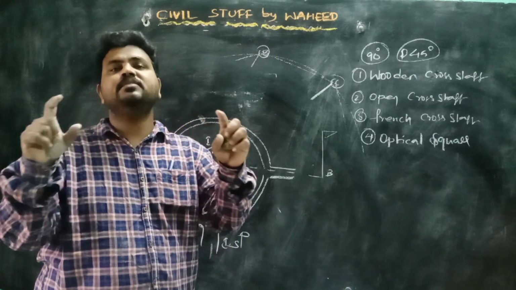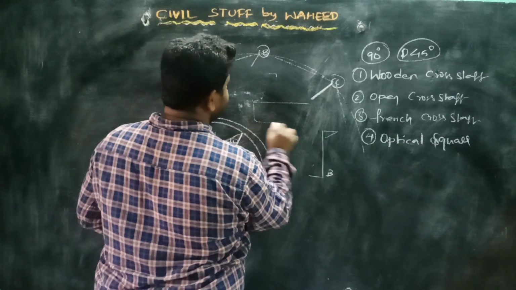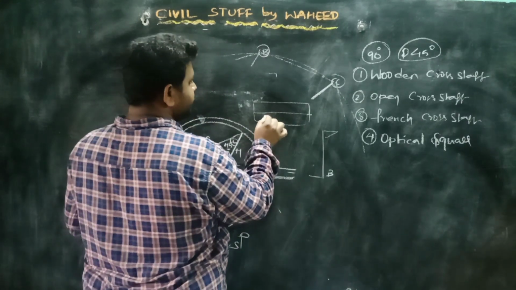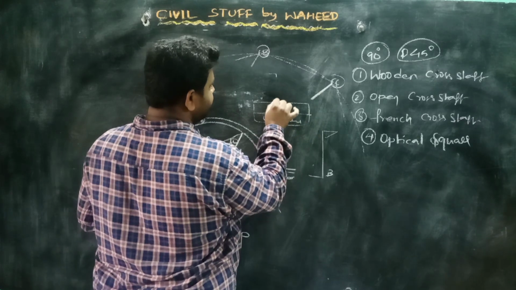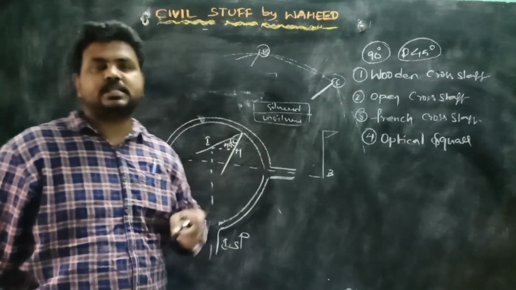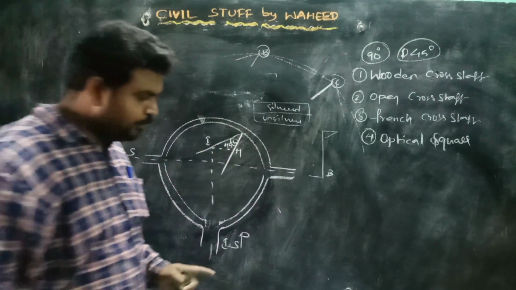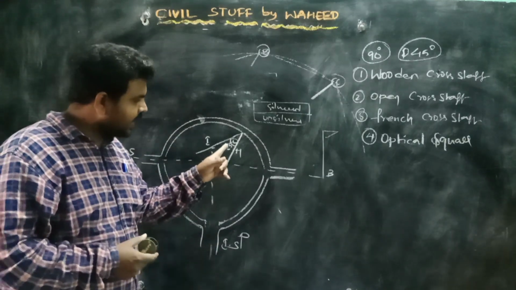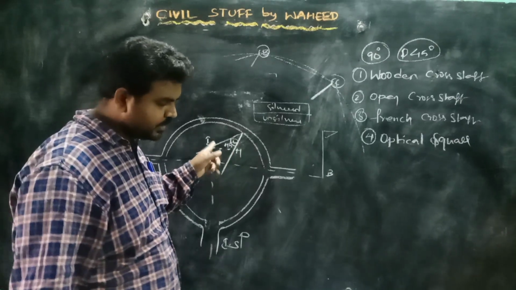This H glass or horizon glass is divided into two halves, where the lower half is unsilvered and the upper half is silvered. Means glass will be there in the lower portion and the upper portion is silvered. Next, the index glass or eye glass is completely silvered. And as I said, the angle made between the horizon glass and index glass is 45 degrees.